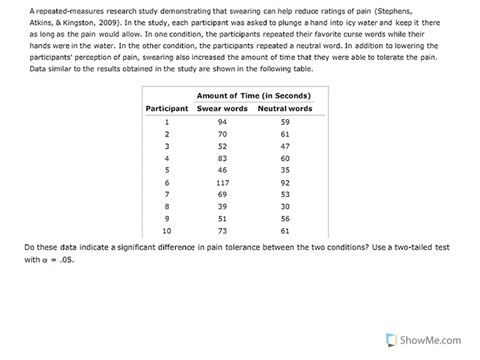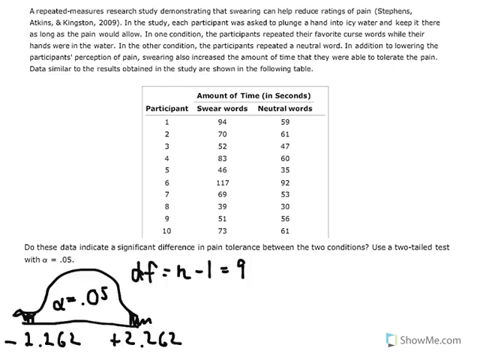Next, we find the critical value. It's a two-tail test with an alpha of .05. Degree of freedom is going to be 10 minus 1. We have 10 participants, so that's 9. And our critical value then is negative and positive 2.262.